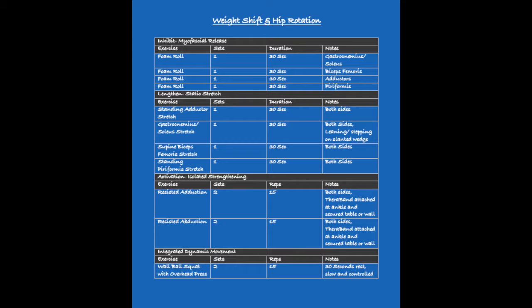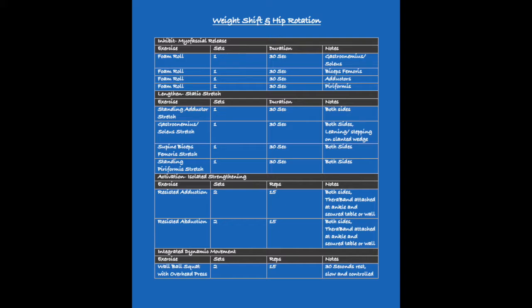Inhibit with myofascial release. For exercises, you're going to foam roll your gastroc, your soleus, your biceps, your adductors, and your piriformis, all for one set of 30 seconds. To lengthen and static stretch, you're going to do the exercises of standing adductor stretch on both sides for one set of 30 seconds, your gastroc and soleus stretch, standing on a slanted wedge on both sides, one set for 30 seconds, supine biceps femoris stretch, one set for 30 seconds on both sides, standing piriformis stretch, one set, 30 seconds on both sides.